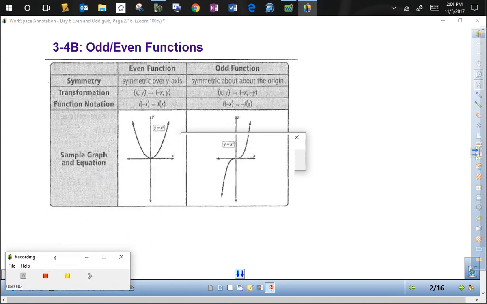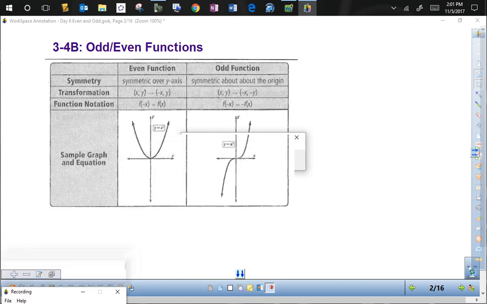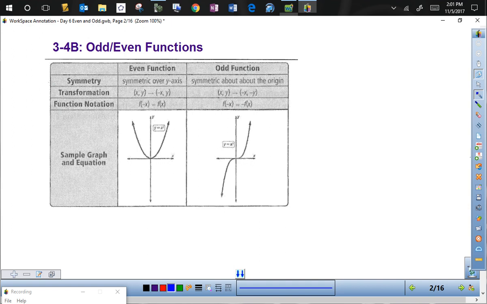Alright folks, this video is going to cover lesson 3.4b over even and odd functions. The whole point of today's lesson is to be able to prove algebraically whether functions are even, odd, or neither. But before we can do that, we first have to understand what it means to be an odd function and what it means to be an even function.